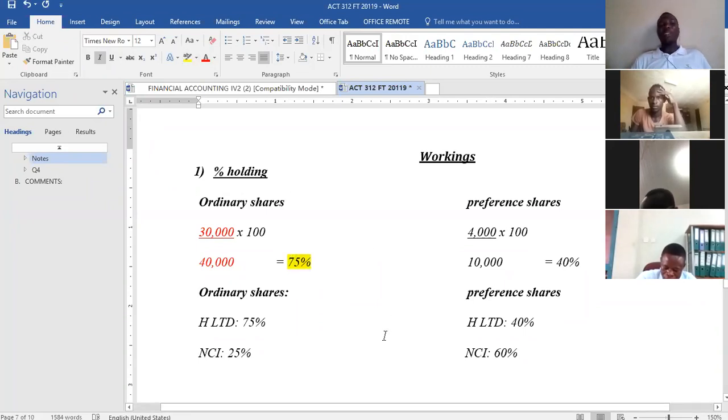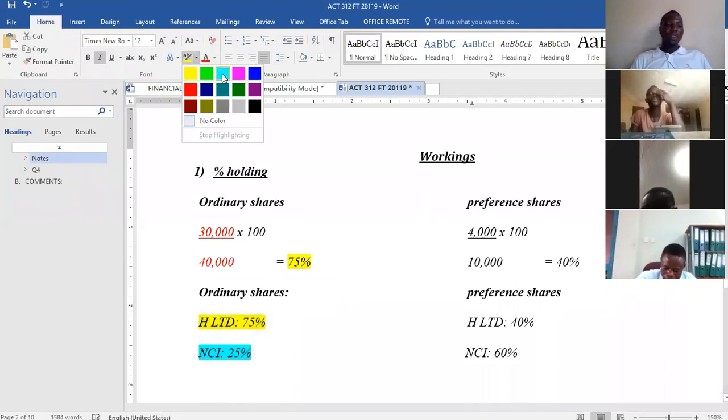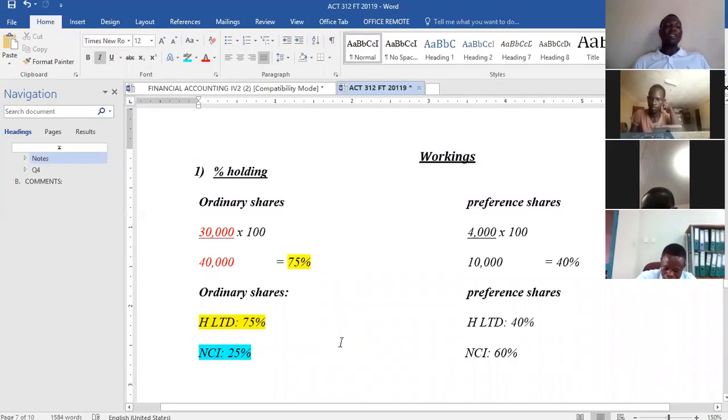from that particular purchase. So I can say confidently that when it comes to ordinary shares, H Limited is having 75%. Minority interest is having 25%. If the parent company is having 75%, the minority will be having 25%. So that is on ordinary shares.